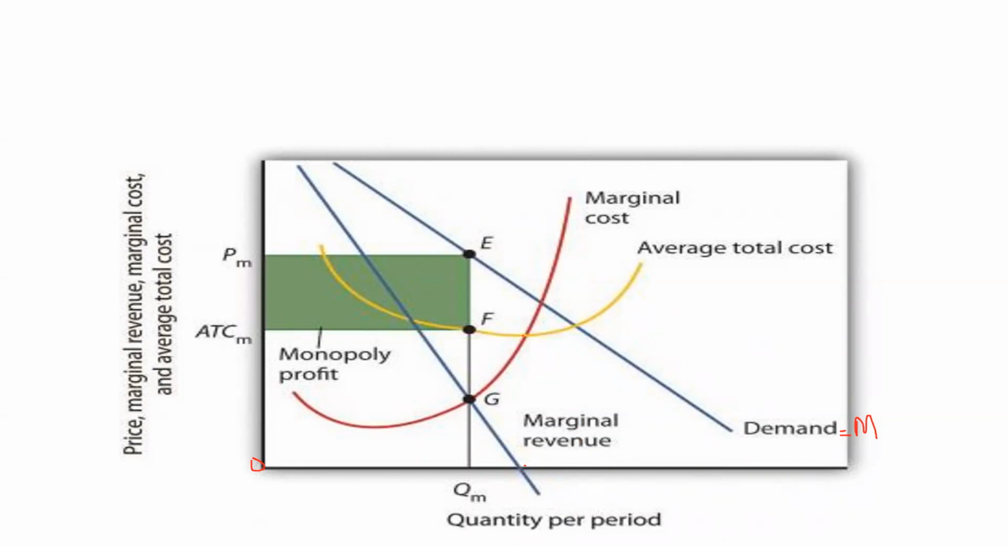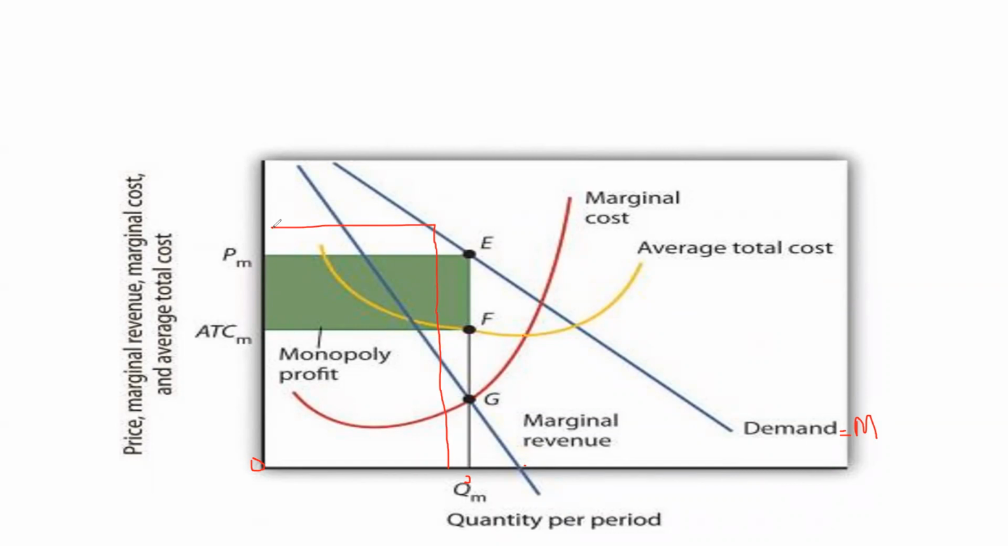Sometimes they'll ask, how about if this monopoly, and say they said QM was 20, how about if they produced 19 units instead of 20? All right, so 19 units would be somewhere around here. I would just take it up. And I could tell you price went up and quantity went down.